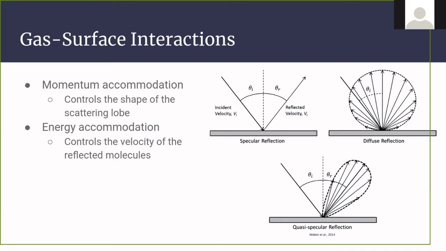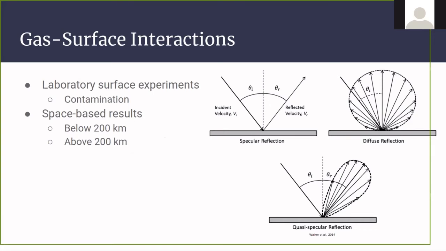I won't go into too much detail about the accommodation coefficients, but I will say that the level of momentum accommodation is related to the angular distribution of the reflected particles, and the amount of energy transferred determines the velocity of the reflected molecules. In general, larger momentum and energy accommodation leads to more diffusive scattering and smaller reflected velocities. And smaller momentum and energy accommodation coefficients yield more specular scattering, which leads to typically increased drag and larger drag coefficients.